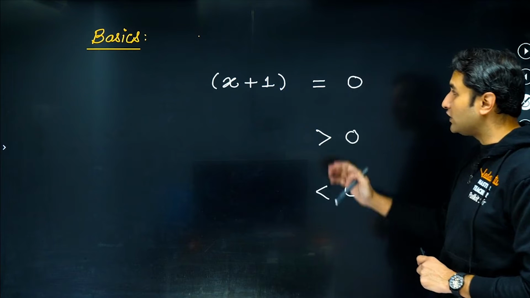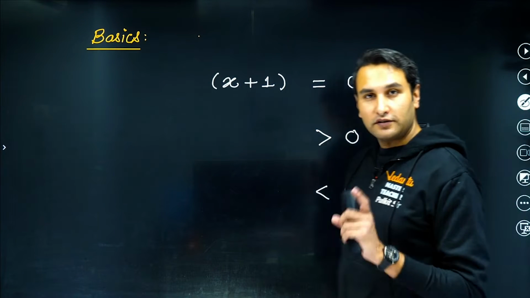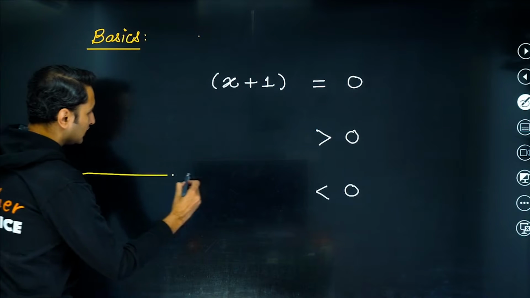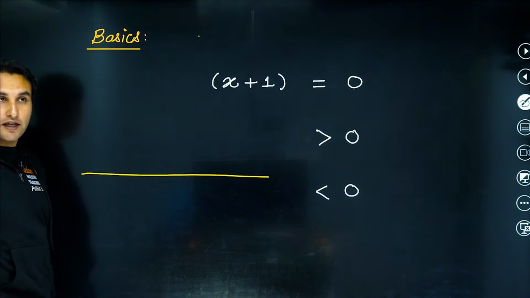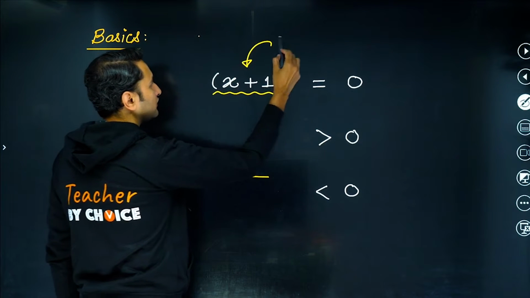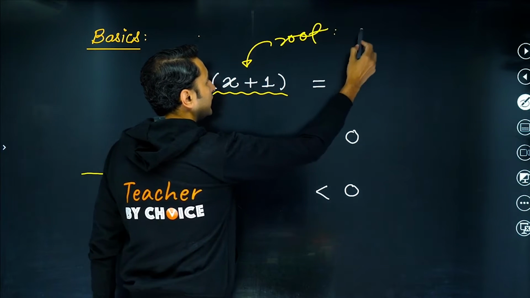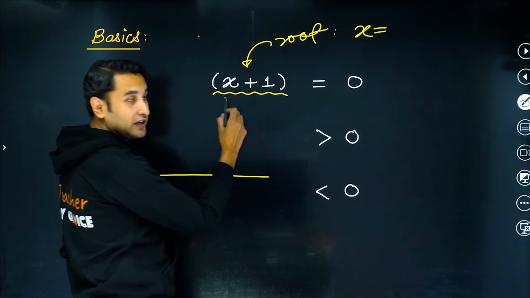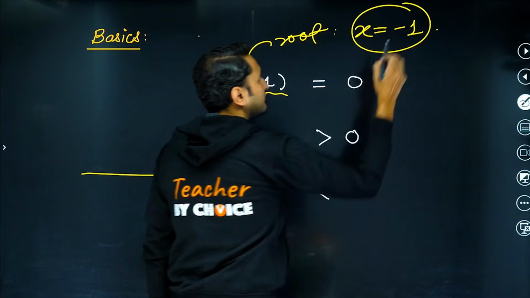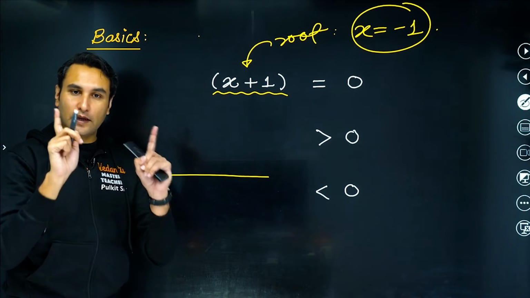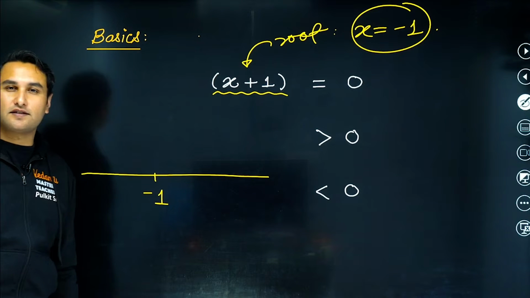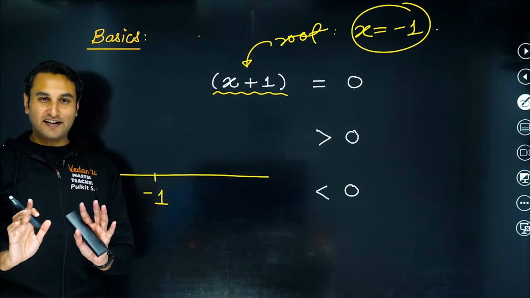Now, can you do the same thing for x plus 1? If I make the number line, where is this 0? What is the root of it? Its root is x equal to, what makes it 0? X equal to minus 1. Awesome. X equal to minus 1 is the root. Step 1, on the number line, mark the root x equal to minus 1. This is clear?